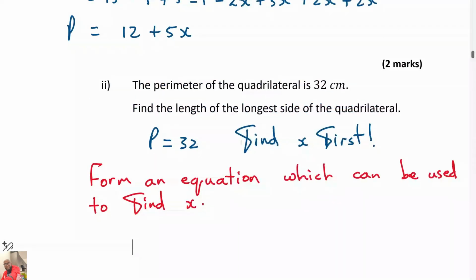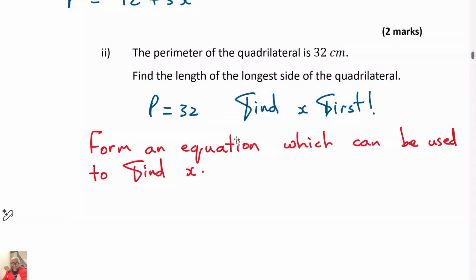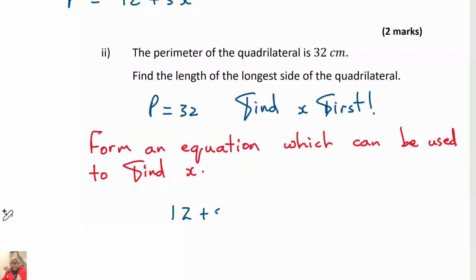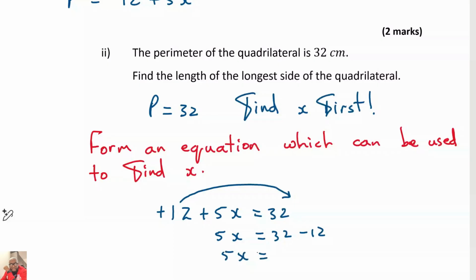Excellent. 12 plus 5, which is what P is in the part before. 12 plus 5x is equal to 32. This is what we use to find the value of x. Point to note, this is plus 12, right? When you carry plus 12 to the other side, what does it become? So 5x is equal to 32 minus 12. 5x is equal to 20.